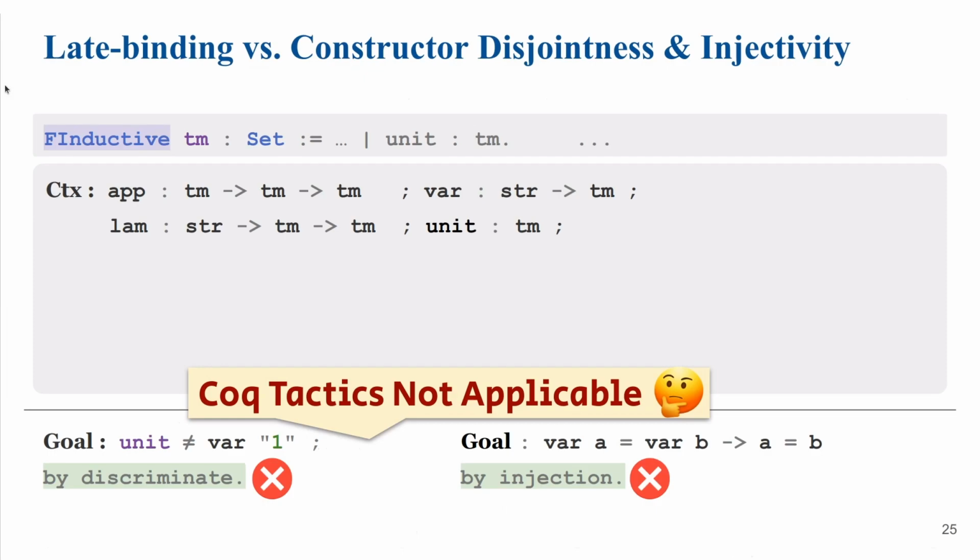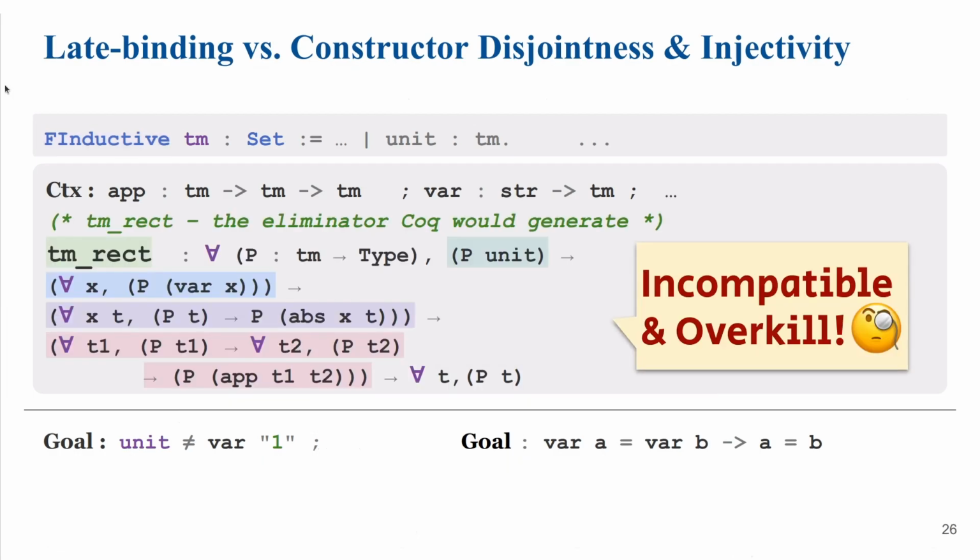However, Coq's discriminate and injection tactics rely on the elimination principle Coq generates for an inductive type. This principle is incompatible with extensible inductive types. Our insight is that this eliminator Coq generates for inductive types is not only incompatible, but also overkill for proving these two goals.